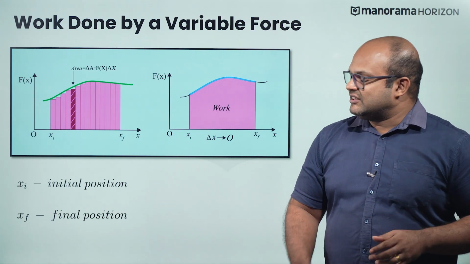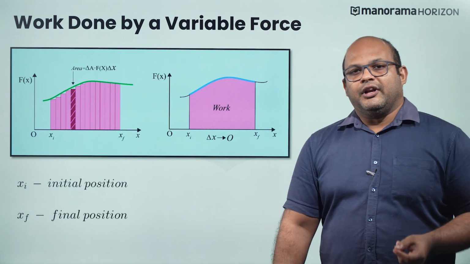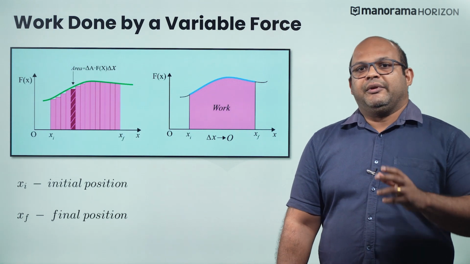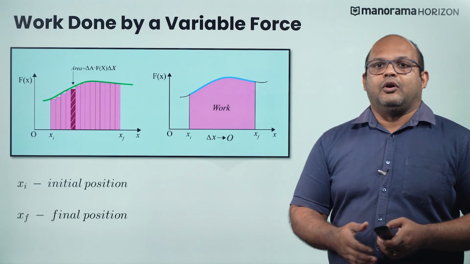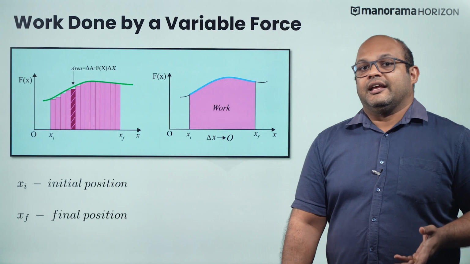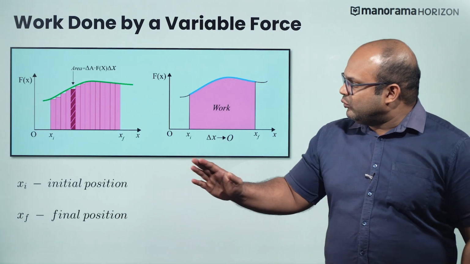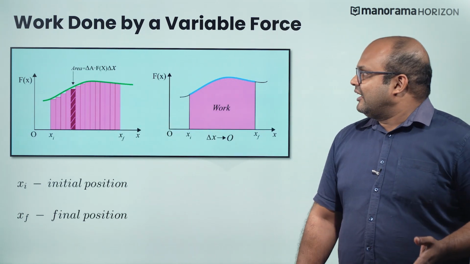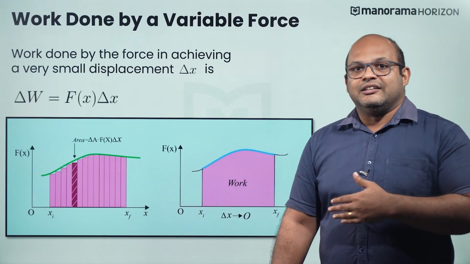Therefore, we are going to consider a tiny strip or a tiny rectangle here, which corresponds to a small displacement, that is delta x, for which the force can be considered constant. Now, we can divide this area into several of these tiny rectangles, each having a thickness equal to delta x. This small amount of work done is equal to the area of this small rectangle. So that can be written as delta W is equal to Fx times delta x.